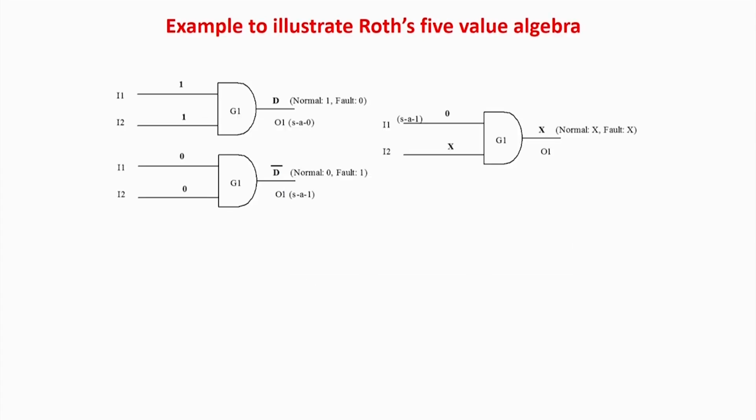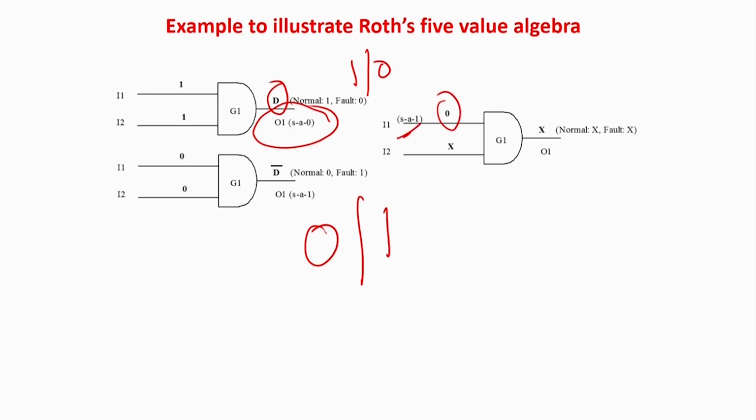This is what is shown. If the output has a stuck at 0 over here, then if I apply 1 1, the normal case the answer will be 1 and the faulty case the answer will be 0. That is the output of the AND gate, so we will mark this as D. Similarly, if we apply 0 0 and the line is stuck at 1, the normal case the answer is 0, the faulty case 1, so the answer is D prime. You can look at this slide. Maybe if you have an AND gate, one input is 0, a stuck at 1 fault is there, another input is X.